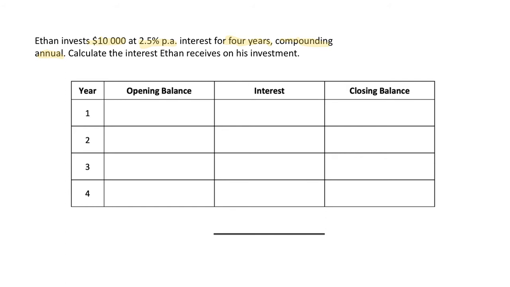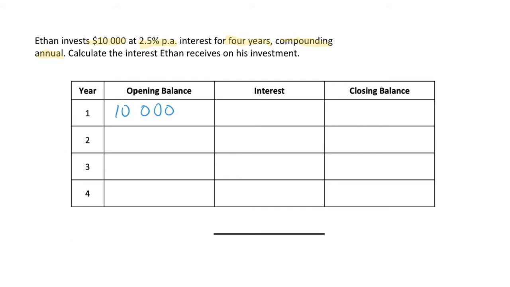So we want to calculate the interest that Ethan is going to be receiving on his investment over those 4 years. And we're going to do that by using a recursion or a recurrence of simple interest calculations. So we're going to look at year by year to calculate over the 4 years what his total interest is going to be. So in year one, we're starting off with $10,000.